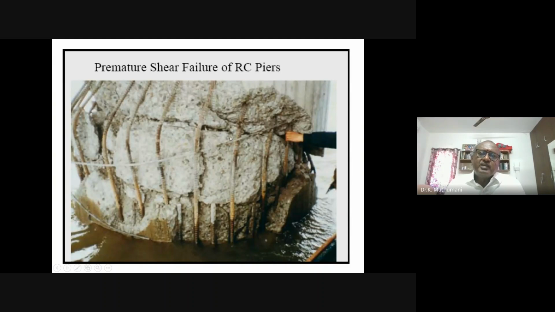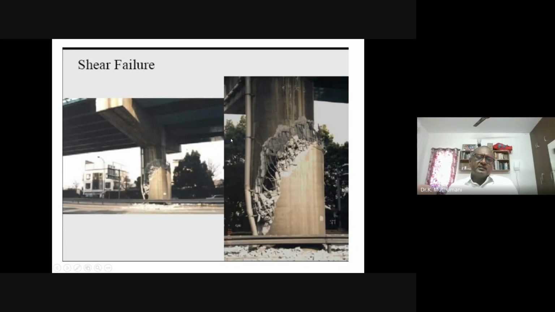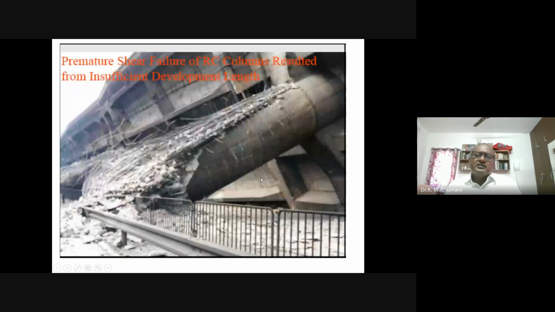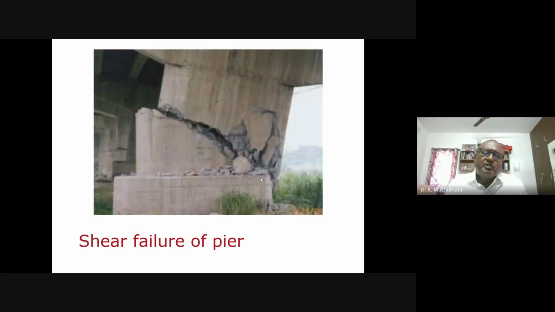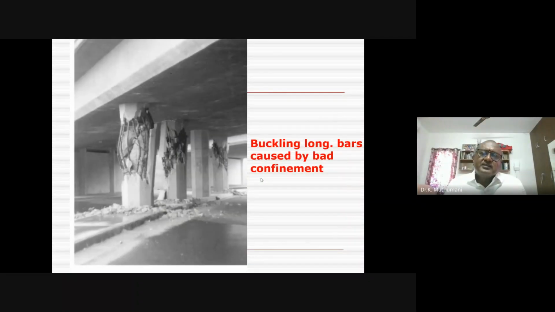These are all premature shear failures of RC piers. These are all very important things that we need to worry about. Shear failure, as I told you, I was telling you about shear computation. This is the problem: they have not computed the shear properly, and then it failed in shear. It is a very serious problem. The figures you are seeing are from other countries only.